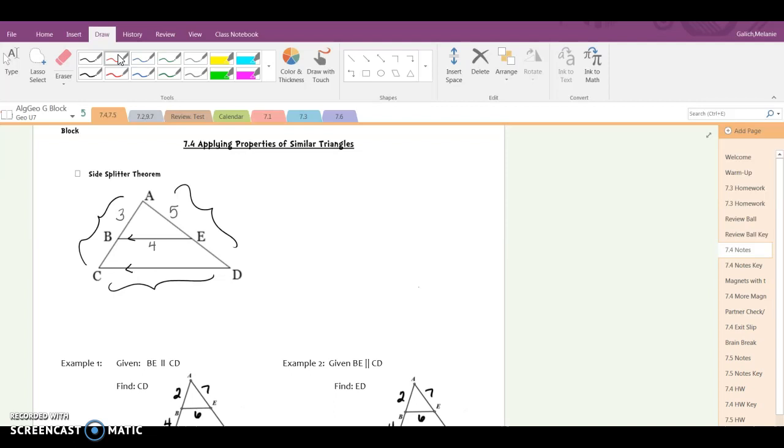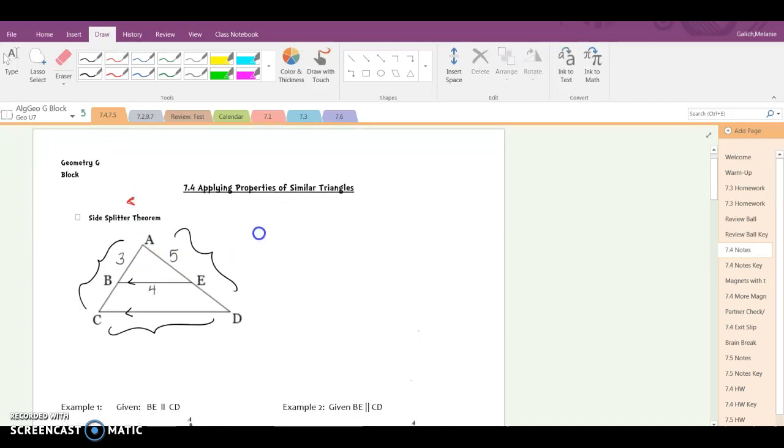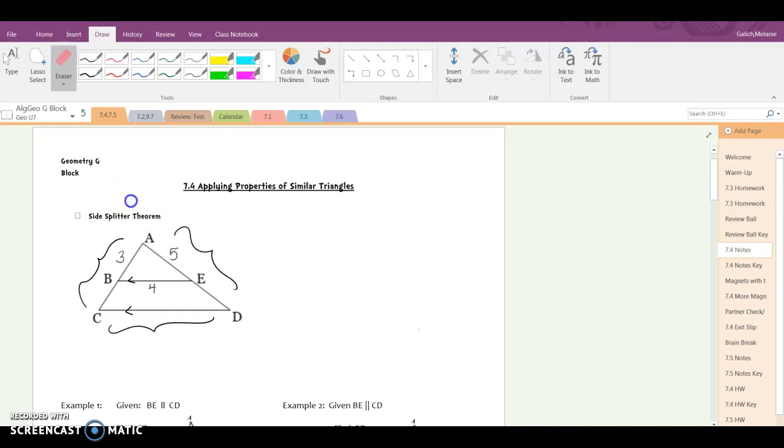Okay, so 7.4, applying properties of similar triangles. The first thing that we're going to talk about is the side splitter theorem. It says that if two lines are parallel, so we've got one line here, BE, and the other line, CD, are parallel, then it's going to cut the two sides, so AB and BC, and AE and ED, into not necessarily equal parts, but into proportional parts.